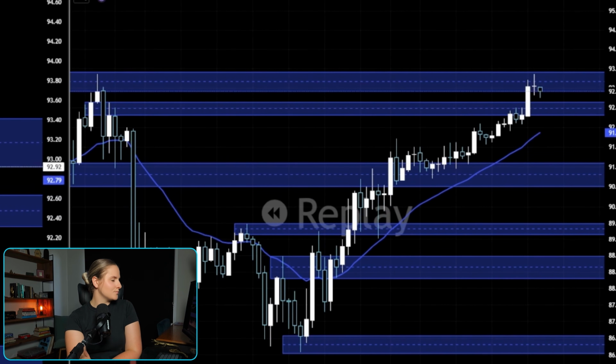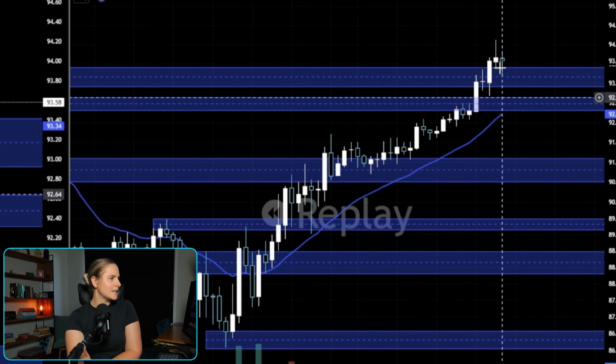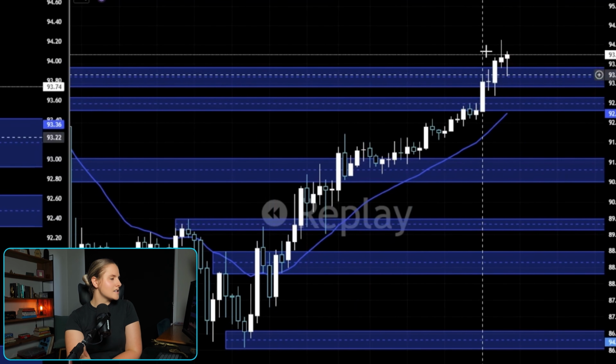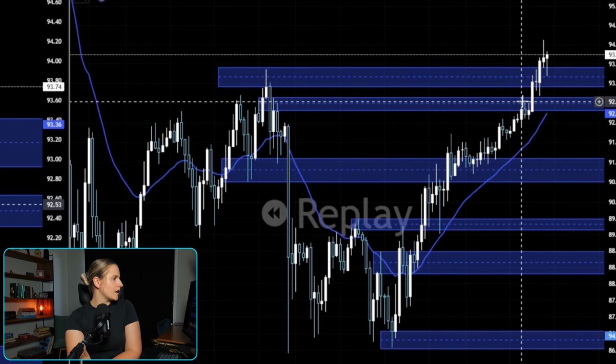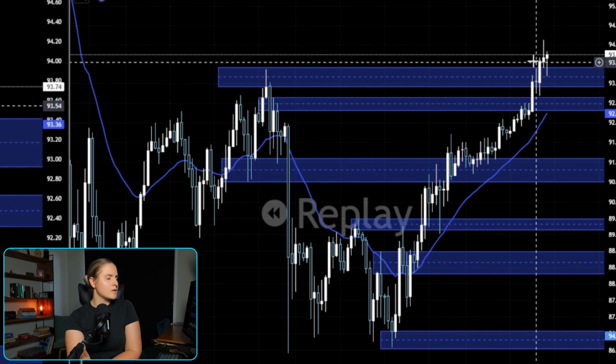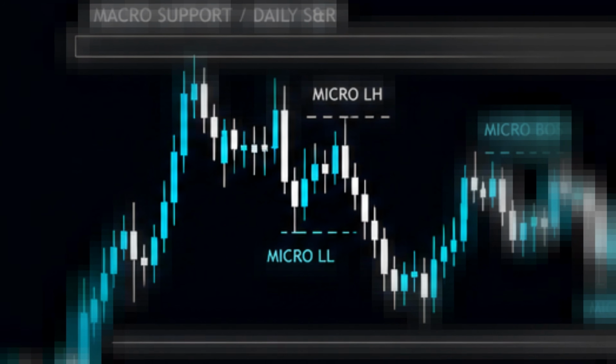As you can see, when it comes up to that level, it still actually breaks above. But it didn't really respect this level much at all. And I likely wouldn't have taken a trade off here simply because there was a more important macro level above that. And that's something to remember, that you've got macro highs and lows.